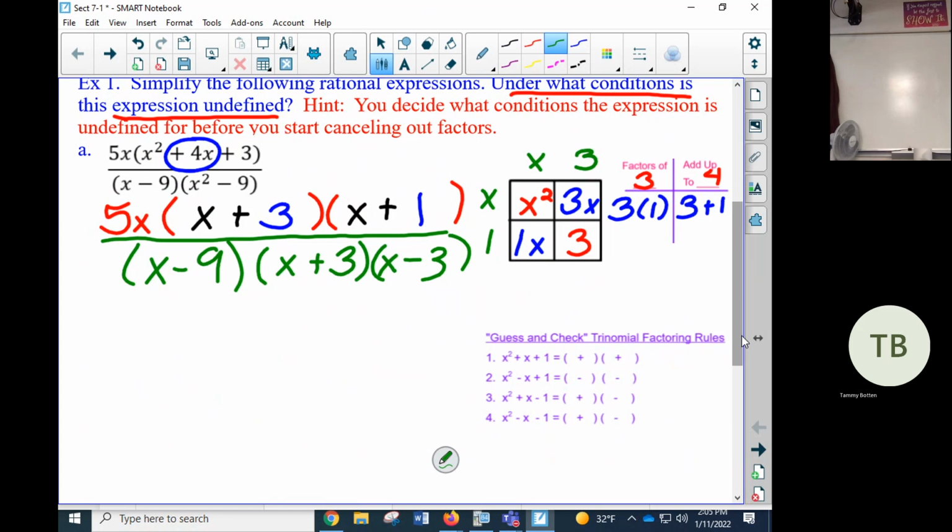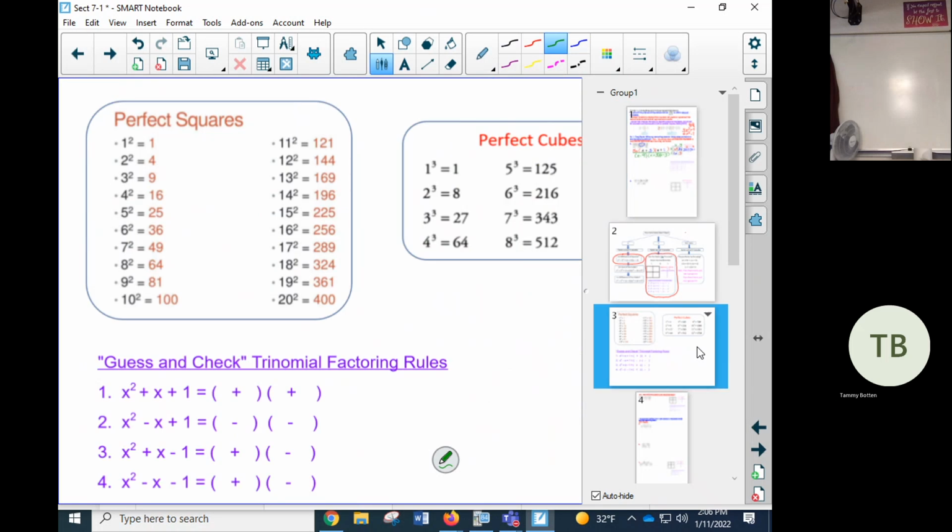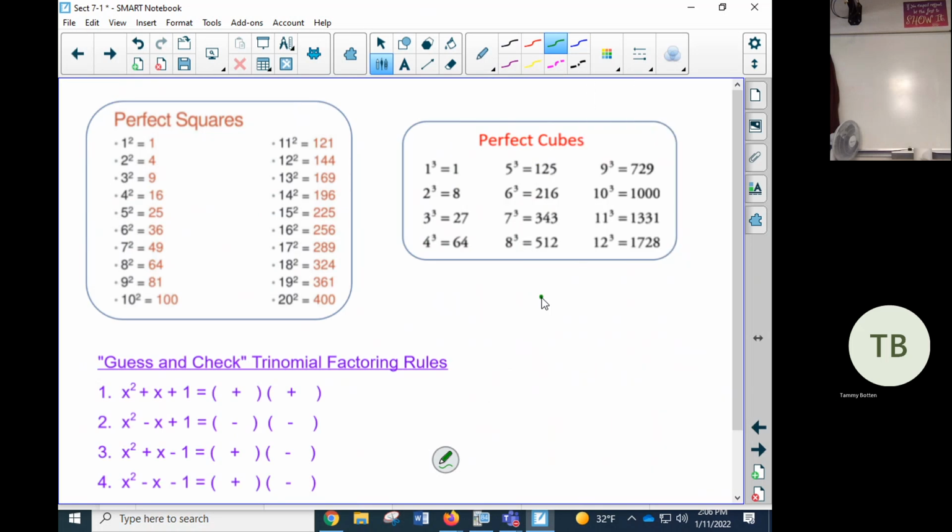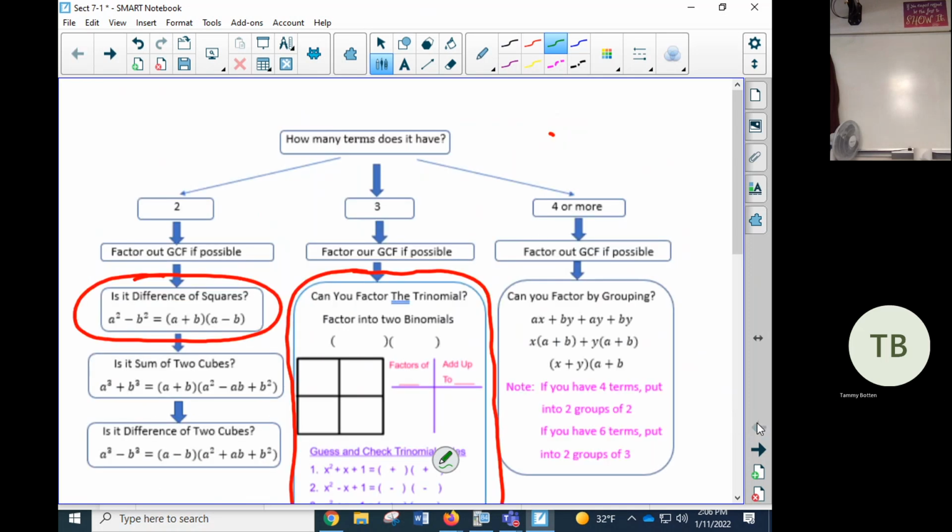This is difference of squares because your x is an even power. It can be 2, 4, 6, anything. This has to be a subtraction sign, and this has to be a perfect square. And your perfect squares are on the back of your cheat sheet. They're these numbers in red, okay? Any number times itself that gives you a number, that's a perfect square, okay?